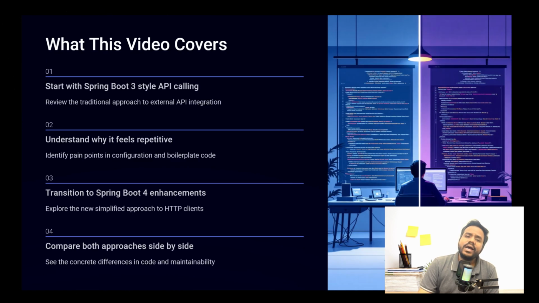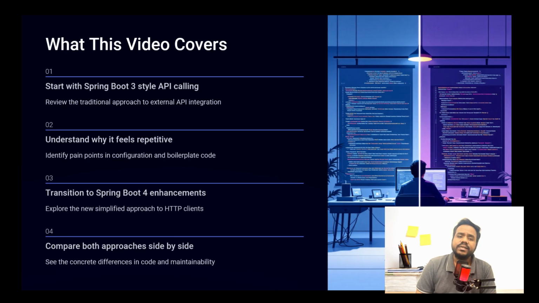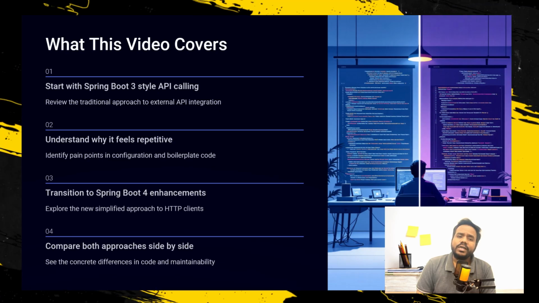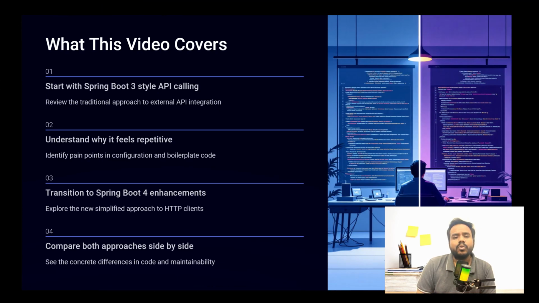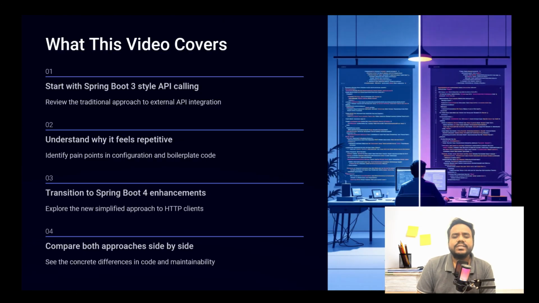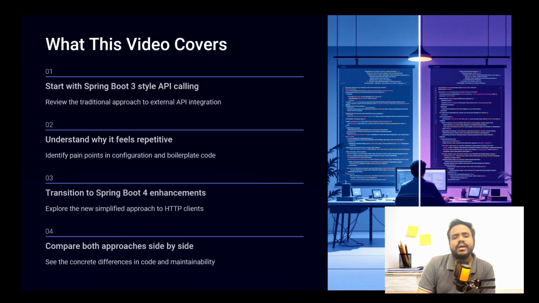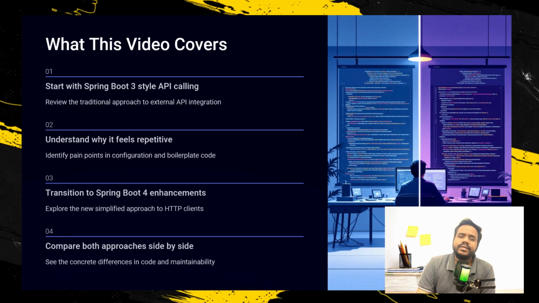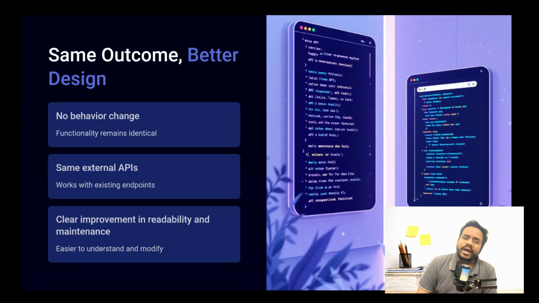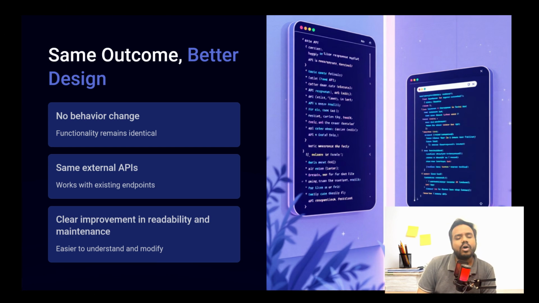In this video, I'll explain how Spring Boot 4 has made your task way easier than its earlier versions. So, we'll start by calling the external APIs with the Spring Boot 3 approach, and here we'll understand how tedious API calling used to be and understand the pain points. And then we'll discuss how Spring Boot 4 enhancements have made it easier. So we'll have the same behavior, same APIs, just a much cleaner way of doing it.